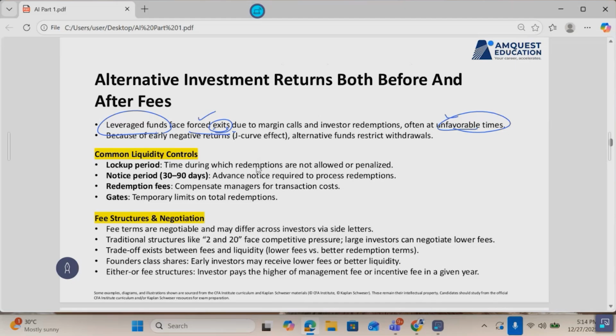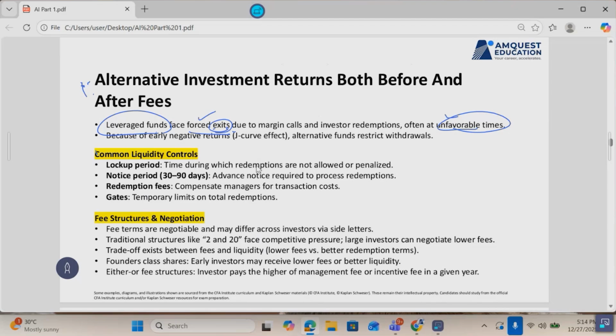Clear? So leveraged funds are always difficult, and you also know that you'll end up having negative returns initially, the J curve. So why bother with leverage? Try to stick through the negative and then you'll enjoy the positive. But in leveraged funds, when you go negative, you're thrown out of the market, you can't enjoy the positive.